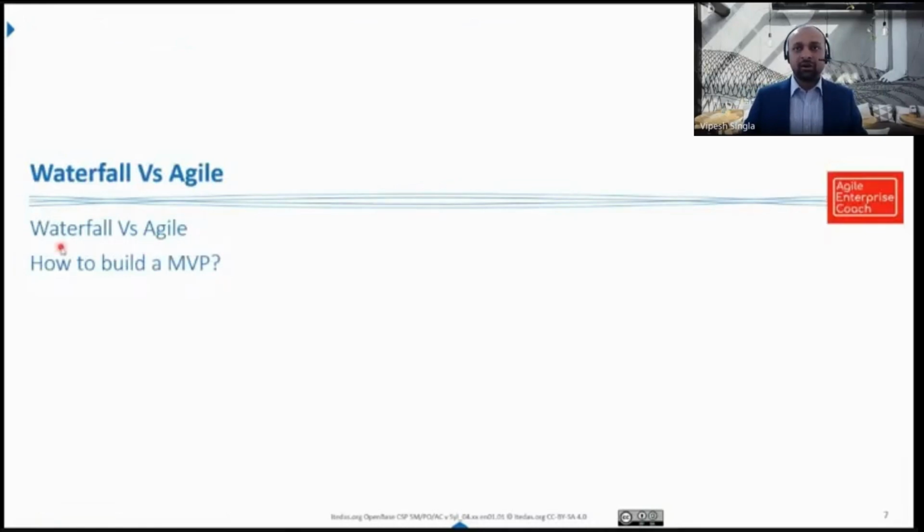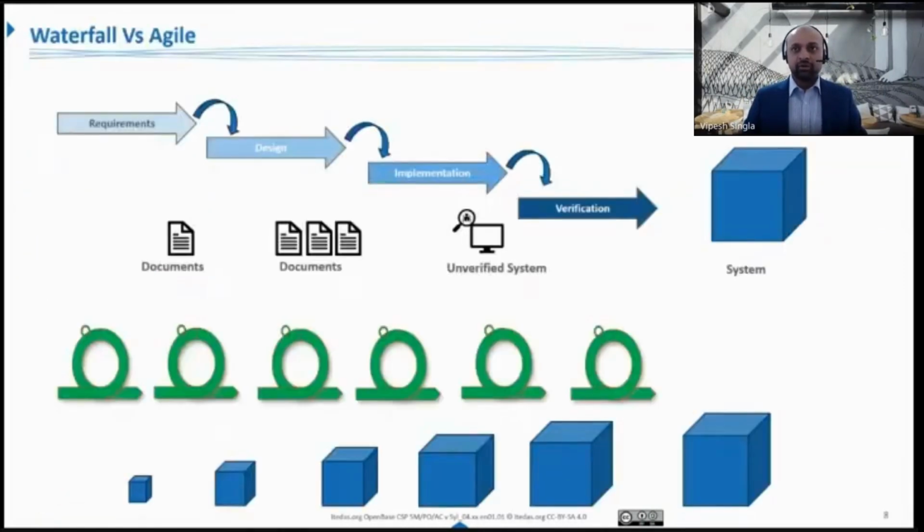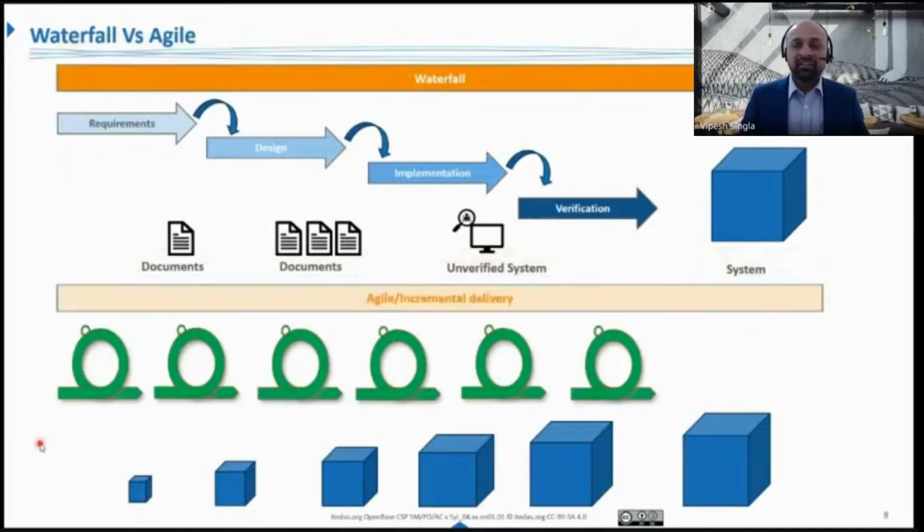Okay, so we are going to cover now Waterfall versus Agile and how to build MVP. Let's go into detail of this. In this slide, I'm going to give you a high level difference between Waterfall and Agile incremental delivery. What are the key differences? I'm not going to go too deep into it, but keep it at a level where all of us understand the key differences.